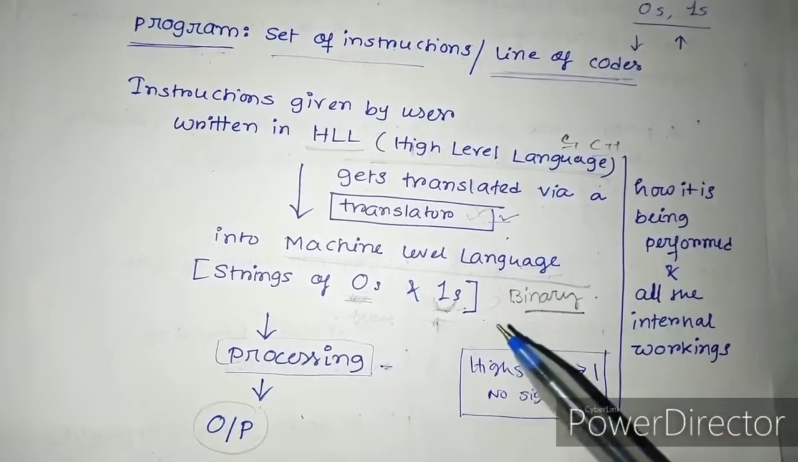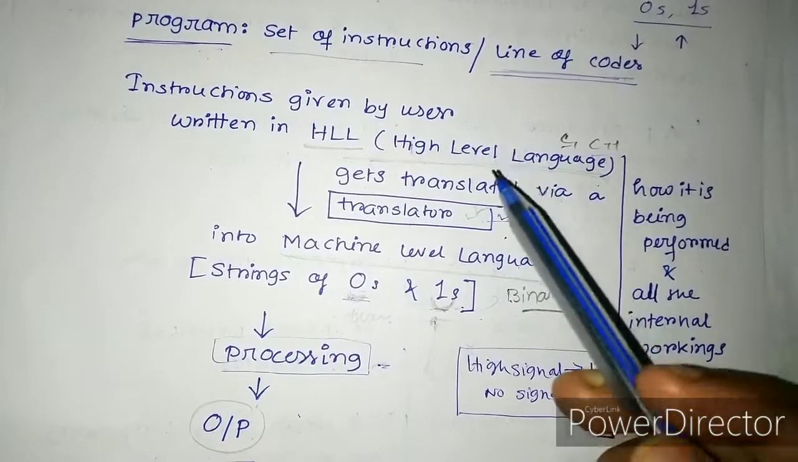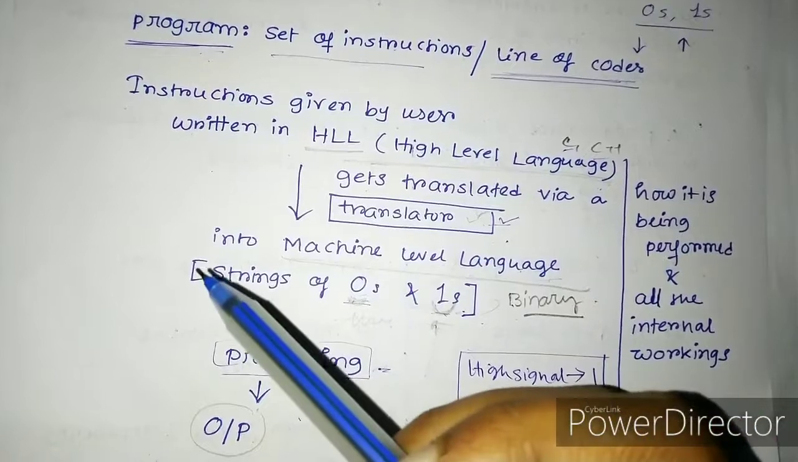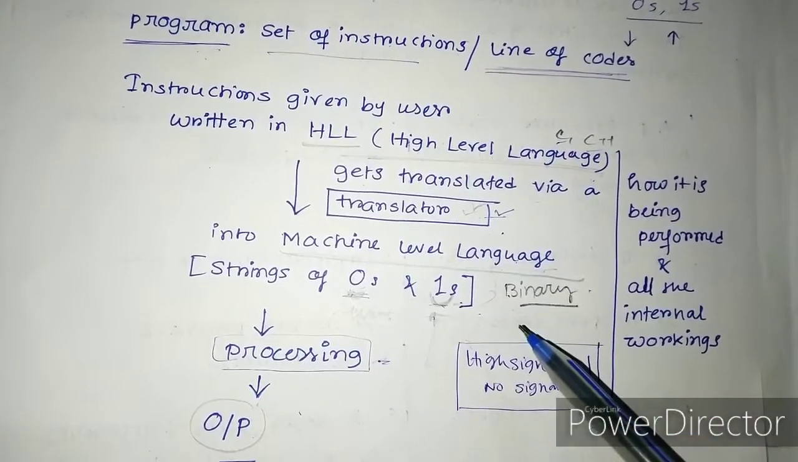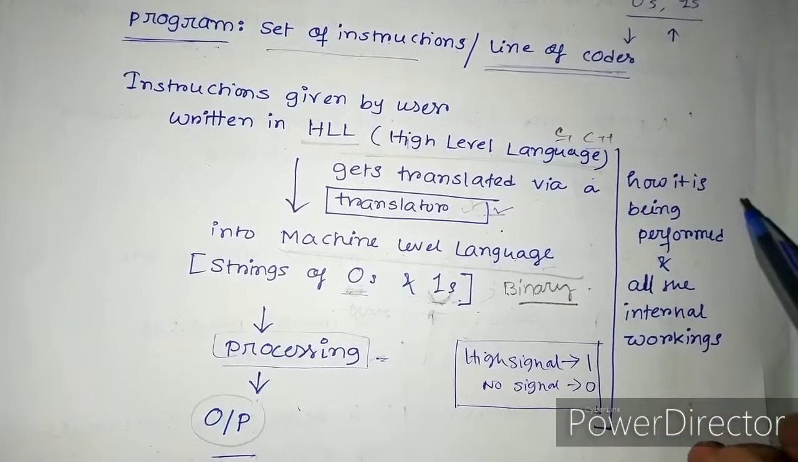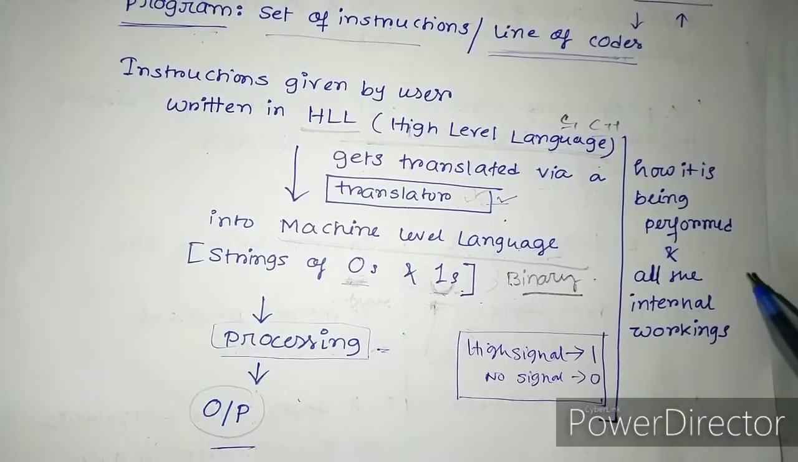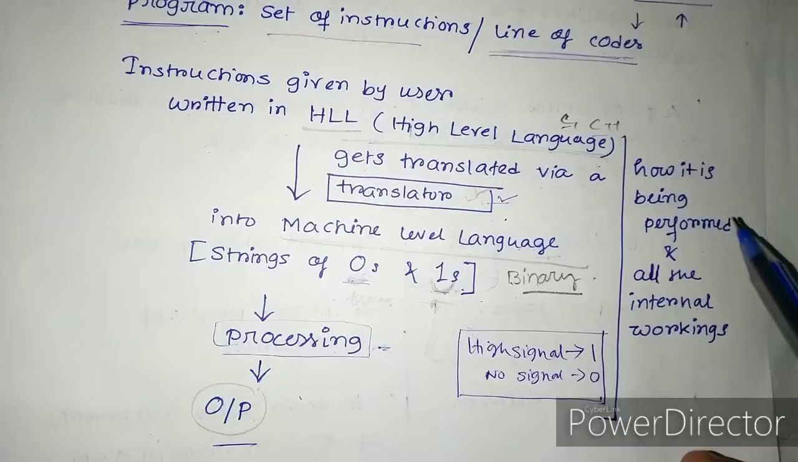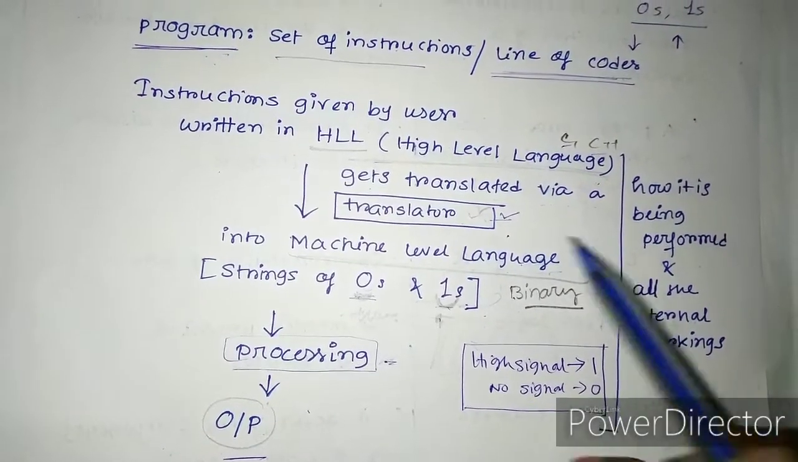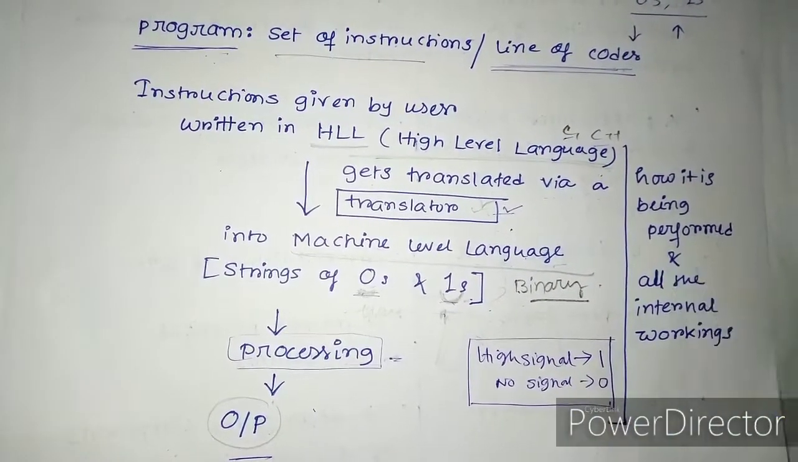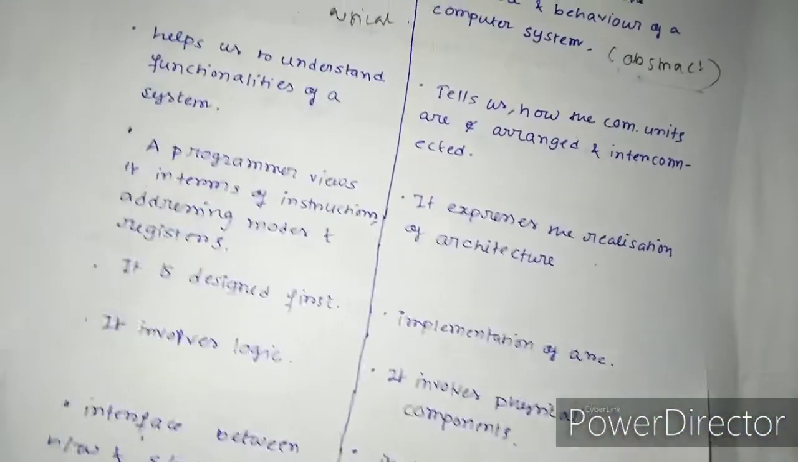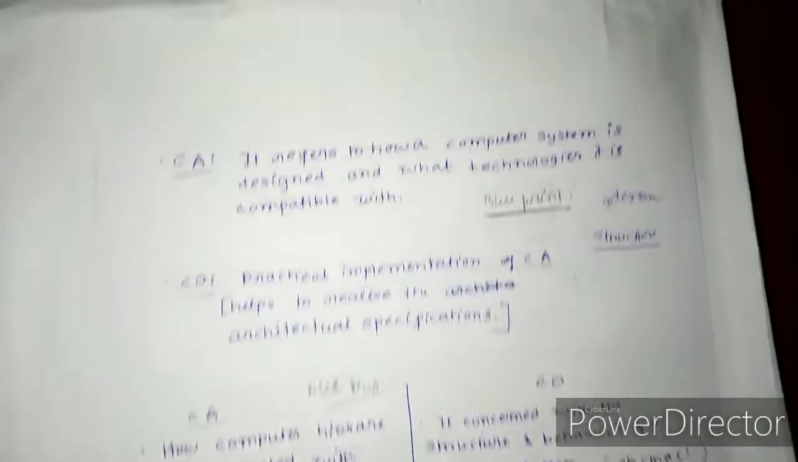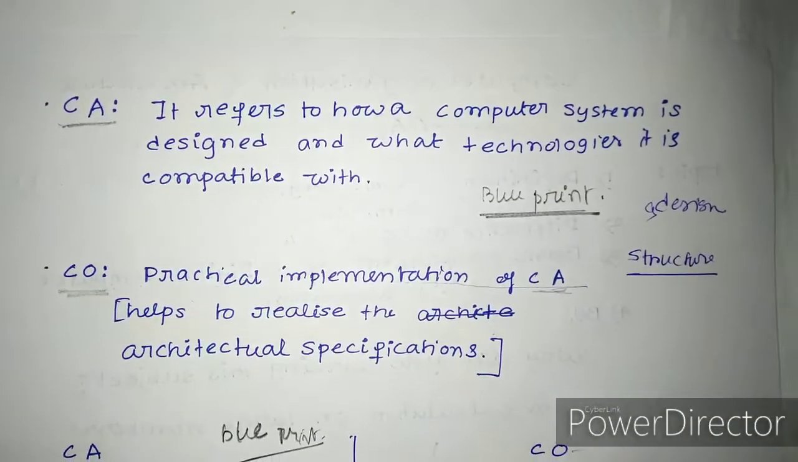So what COA does is, this subject gives you a clear view about the internal workings of a computer system. How an instruction is getting executed, how it is being performed. It will give you all the details. Right? Now let us move to the main topic, what is computer architecture and what is computer organization.